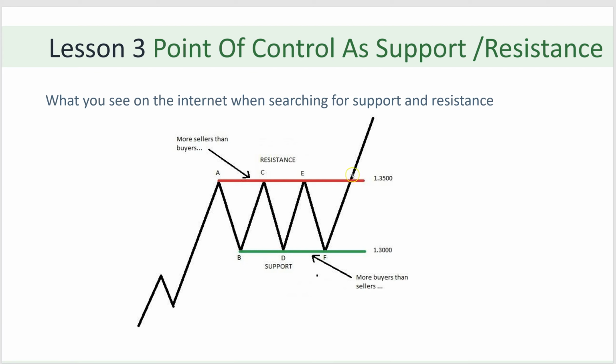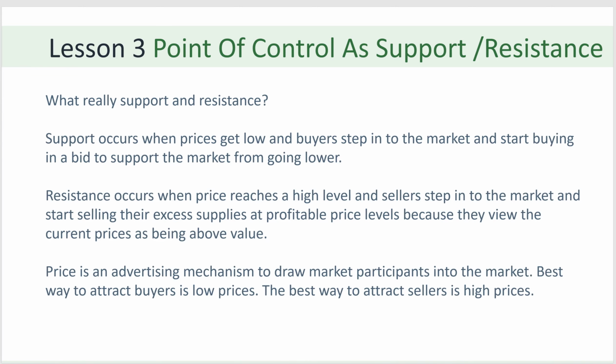And if it's going to keep going up like it does here at this last bar, you want to know, right? You want to know what's going on in the volume. And point of control is going to help you determine if we're going to keep going higher or not. So really, what is support and resistance? Well, support occurs when price gets low and buyers step into the market and start buying in a bid to support the market from going lower.